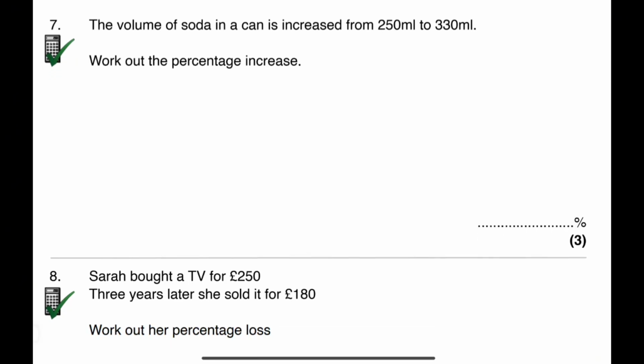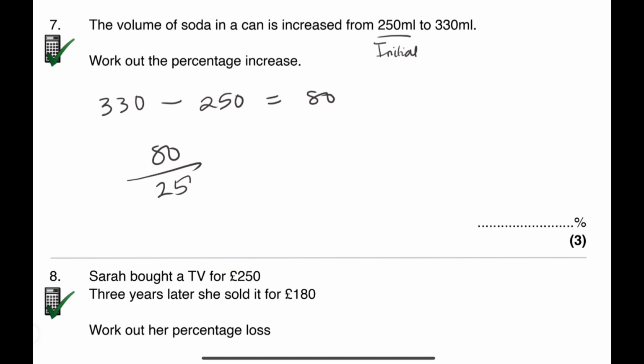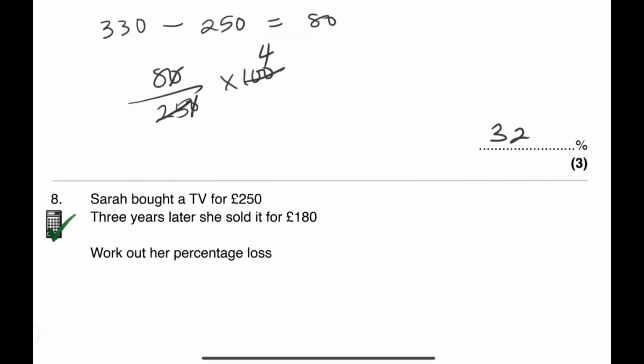Question 7. The volume of soda in a can is increased from 250 ml to 330 ml. Work out the percentage increase. So again, this is our initial. So the difference is 330 minus 250. So 250 to 300 is 50, then plus 30, that's 80. So that will be 80 divided by the initial of 250 times 100. So we cancel out this 0. 25 goes into 100 4 times, and 4 times 8 is 32. So that's 32% increase.